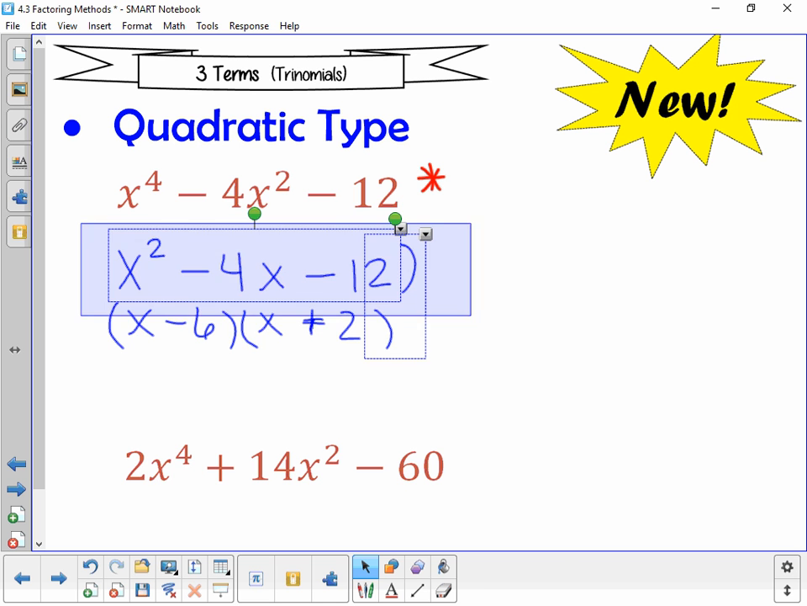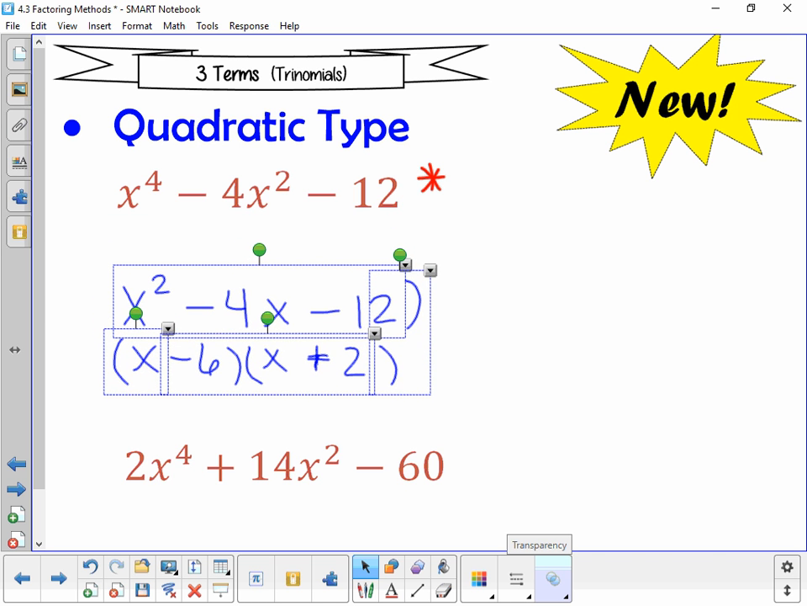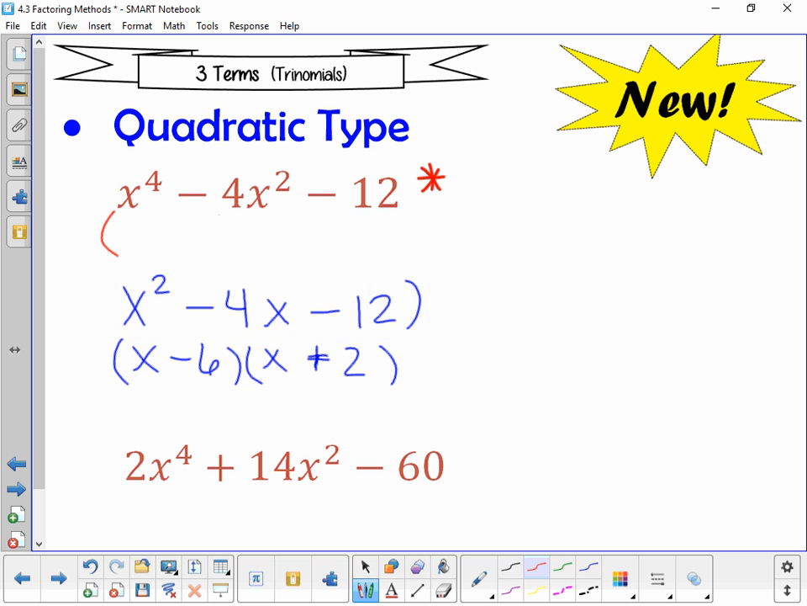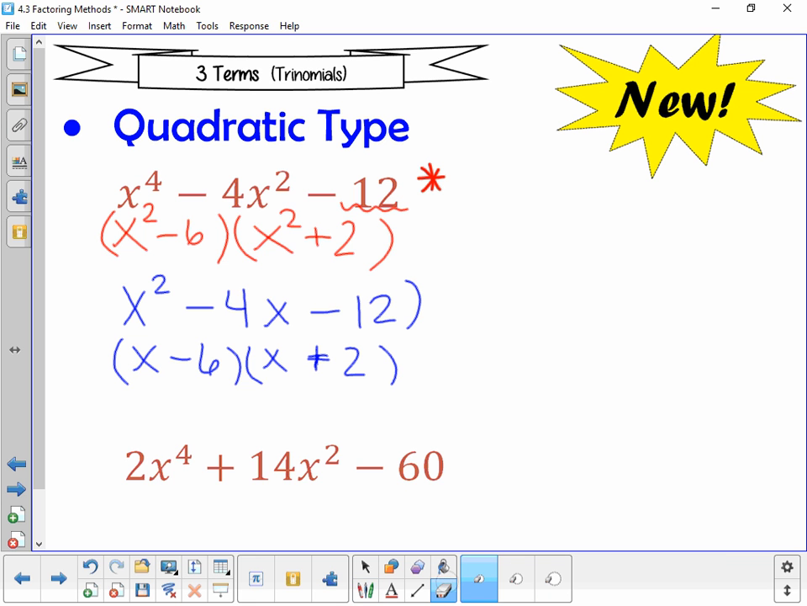Let me move this down a little bit. Give myself a little space. Instead of x's here and here, we're going to use x squared. And we can still think about it kind of the same way. Factors of negative 12 that add up to negative 4 is an x squared minus 6 and an x squared plus 2. The powers are just a little bit different, but the process is the same.